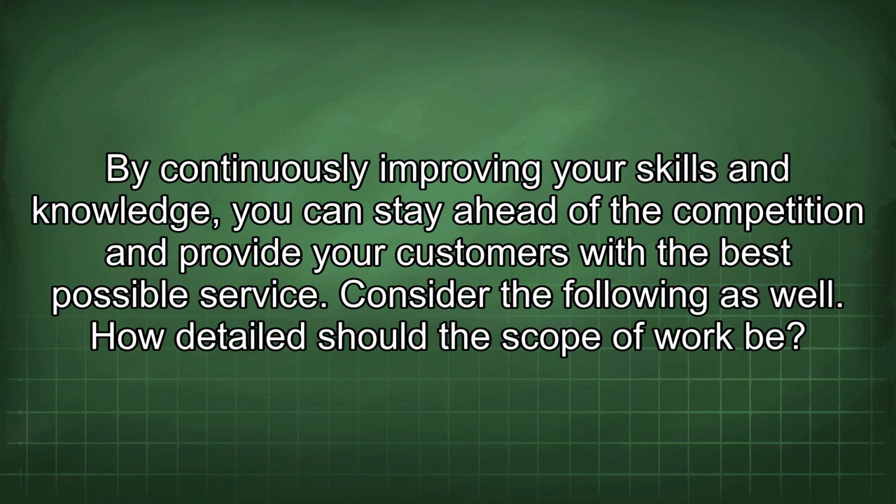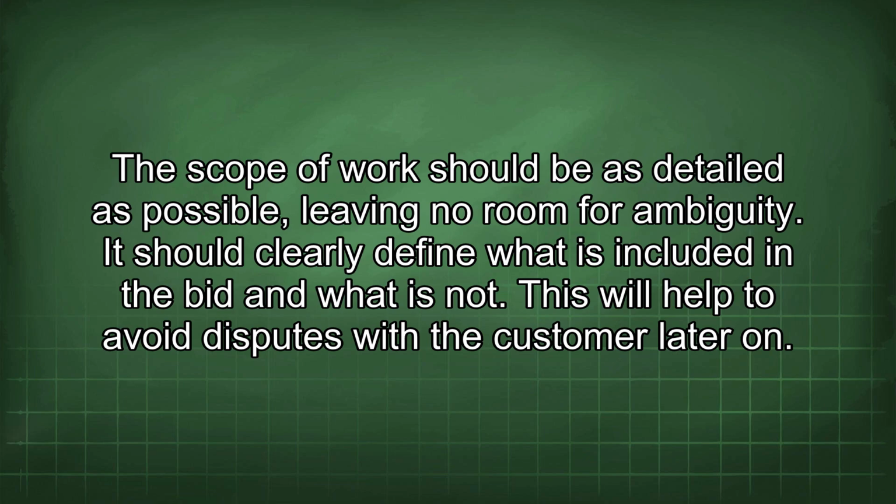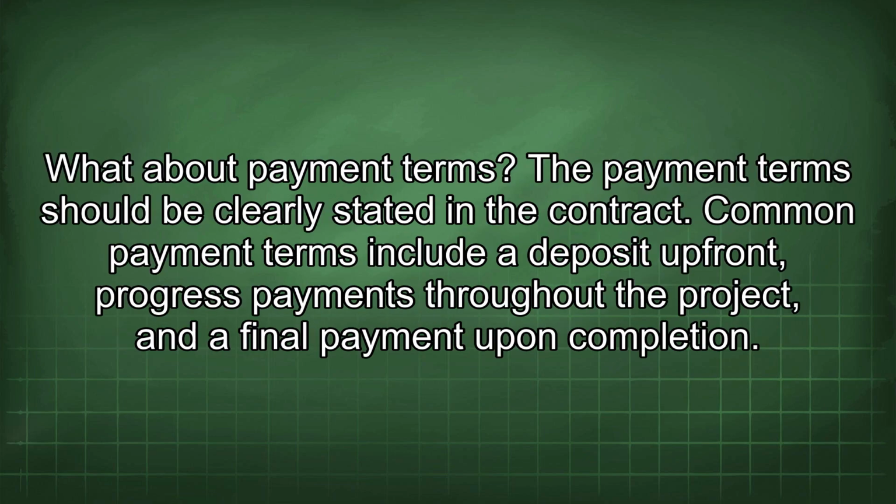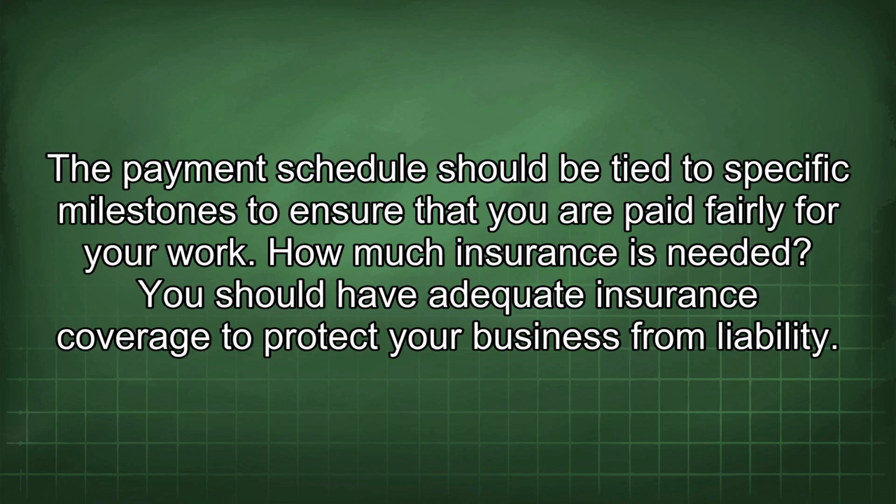How detailed should the scope of work be? The scope of work should be as detailed as possible, leaving no room for ambiguity. It should clearly define what is included in the bid and what is not. This will help to avoid disputes with the customer later on. What about payment terms? The payment terms should be clearly stated in the contract. Common payment terms include a deposit upfront, progress payments throughout the project, and a final payment upon completion. The payment schedule should be tied to specific milestones to ensure that you are paid fairly for your work.